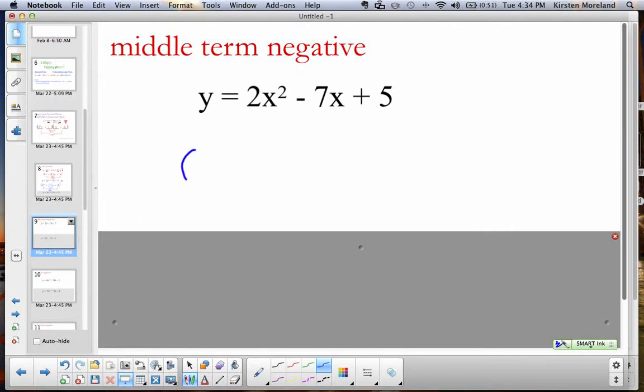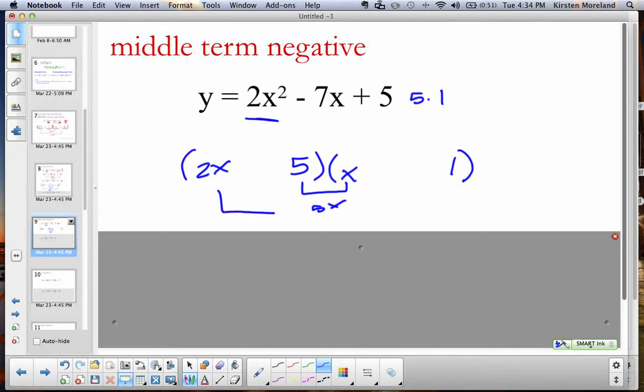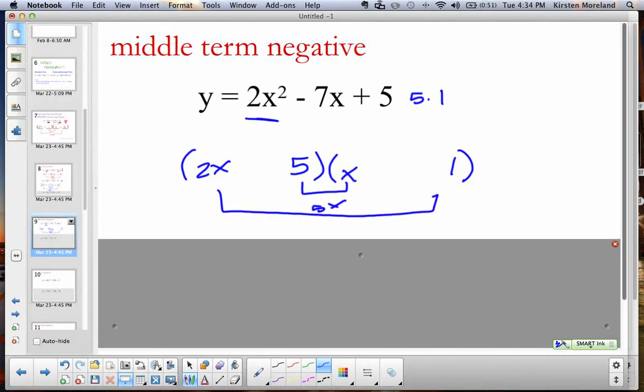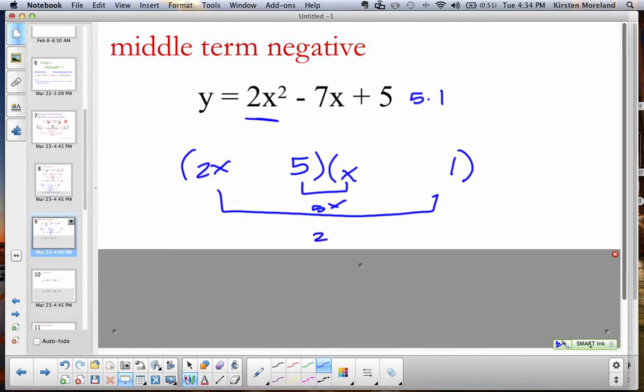You can still do it, so set up your parentheses. To get a 2x squared, we've done this one a lot, you get 2x and x, that's your only option. And what's nice is 5 really only has 5 and 1, so you're really going to need to do two guesses. So you've got 5 and 1 here, and just check. That's a 5x, and that's a 2x. Now that adds to a positive 7 right now. If I wanted to add to a negative but multiply to a positive, I need both of my factors to be negative. So I need a negative 5 and a negative 1 in my answer.